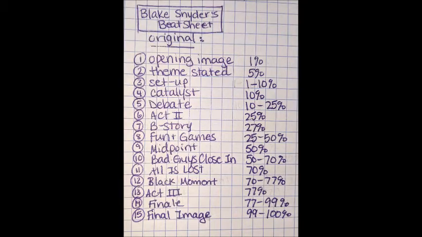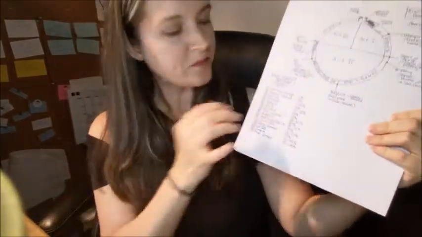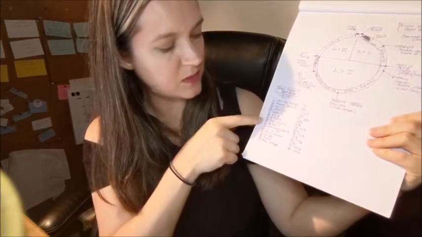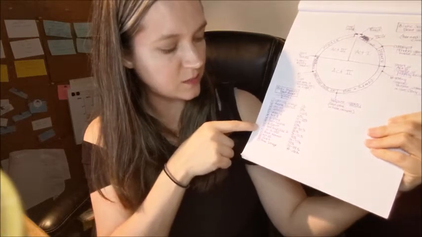This is Blake Snyder's beat sheet. Now, his original beat sheet is linear, and it is for screenwriters, but it's really helpful also for plotting novels. And essentially, there are 15 points, 15 beats. And they are the opening image, theme stated, setup, catalyst, debate, act 2, B story, fun and games, midpoint, bad guys close in, all is lost, black moment, act 3, finale, and final image.